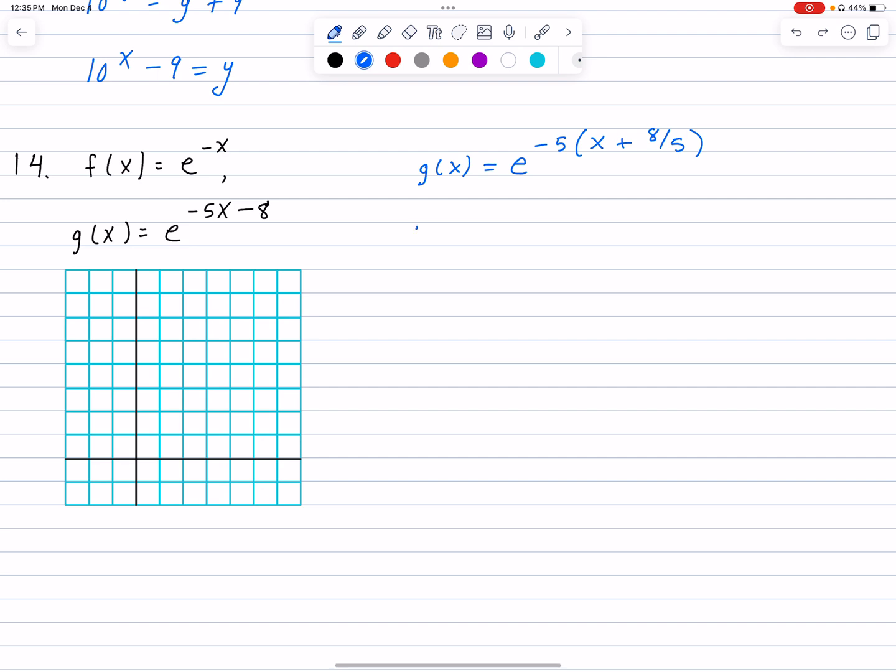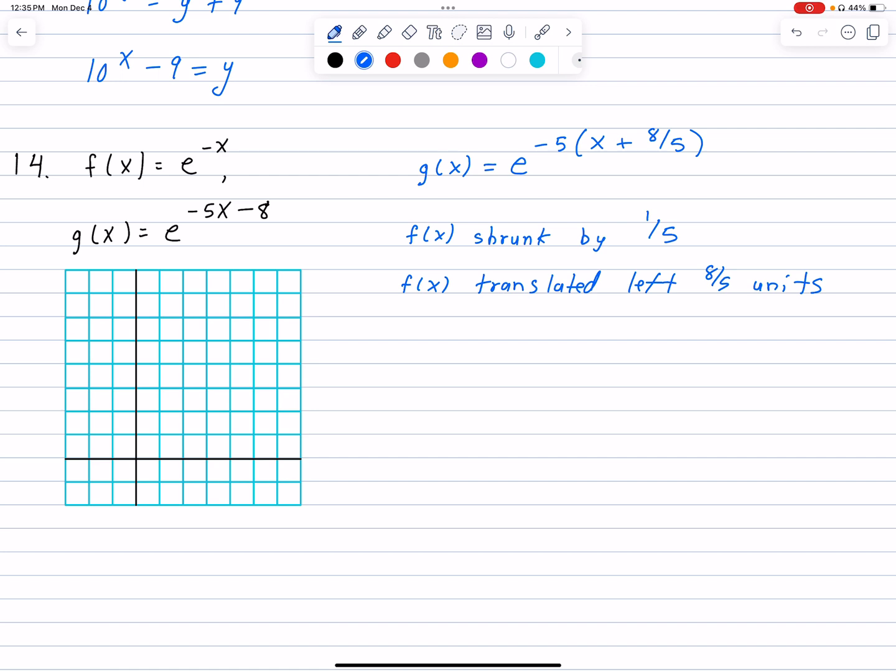So I'm going to say f of x shrunk by 1/5. Okay? Then we're going to take care of that 8/5. That's a horizontal translation. So f of x translated left 8/5 units. Okay? So when we go to graph this, let's take care of a couple things here.